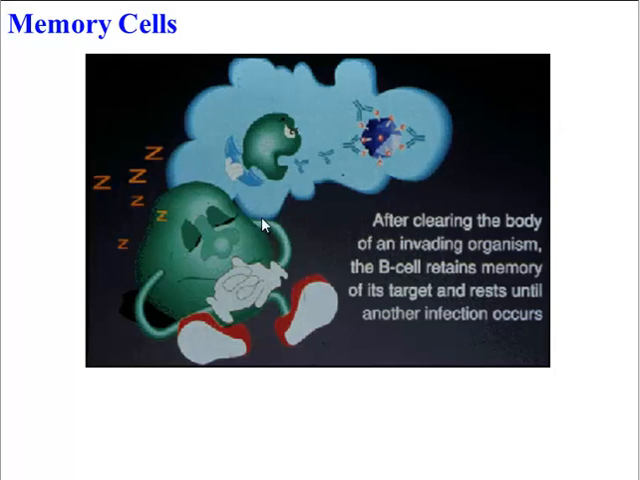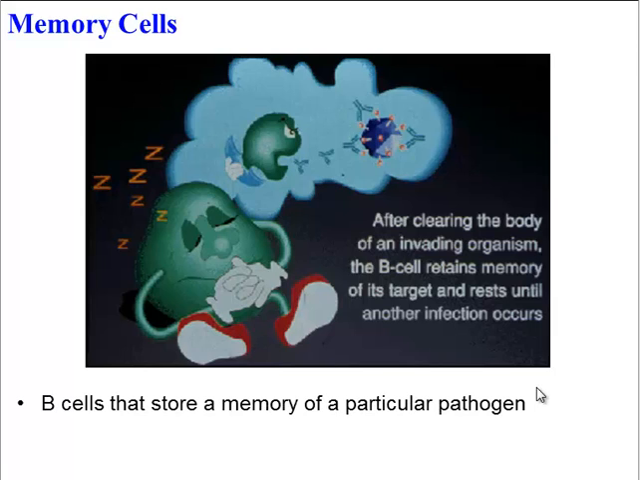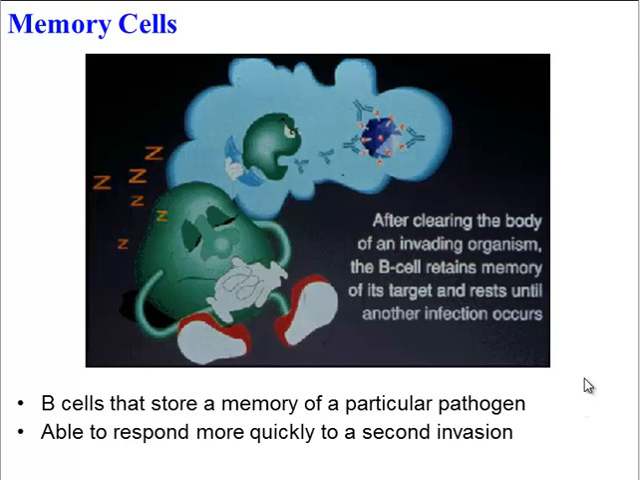Now, why is it that when you get an infection, you're later resistant to it? Well, it has to do with memory cells. You see, after those B cells make antibodies for a particular pathogen, the B cells will remember that pathogen, and they'll rest, they'll turn into memory cells. But if you ever get infected a second time, they're going to remember that pathogen and they're going to be able to respond much more quickly. So really, it's because of your B cells turning into memory cells that you gain resistance after you've been infected or after you've received a vaccination.